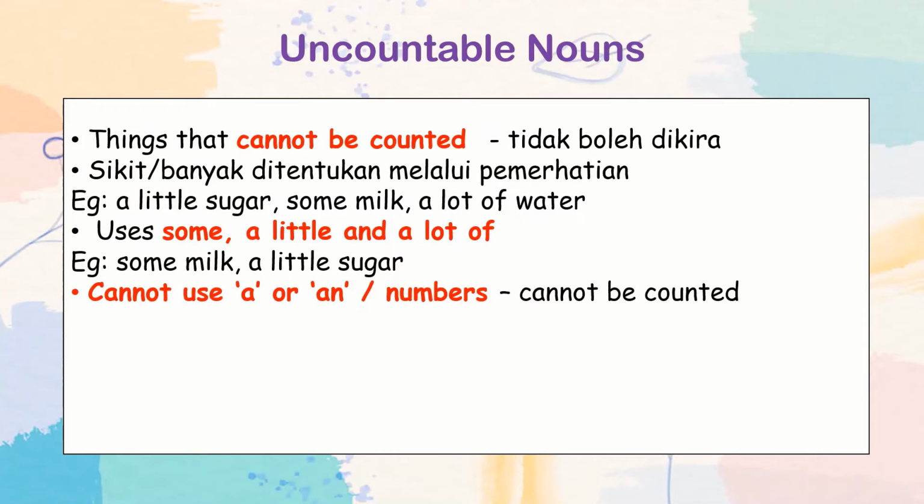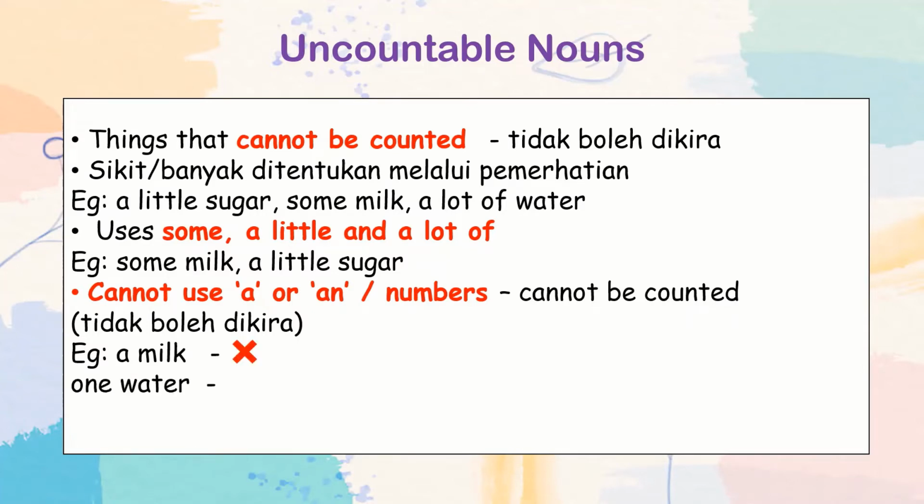It cannot use a or an or numbers because it cannot be counted. So kita tak boleh menggunakan a milk or an sugar ataupun 2 sugars or 3 sugars. So kita tak boleh kira. So kita tak boleh tentukan bilangannya dengan menggunakan satu atau dengan menggunakan nombor. Okay, tidak boleh dikira. For example, a milk, we cannot count milk. Kita tak boleh kira 1 milk, 2 milks, 3 milks.